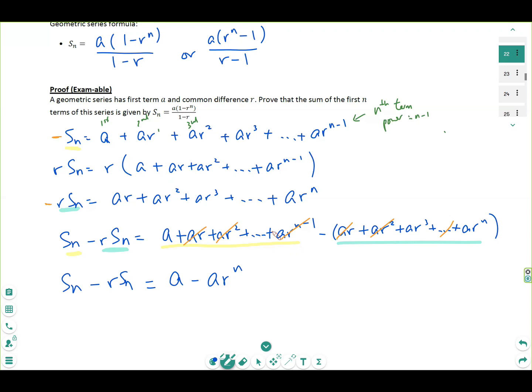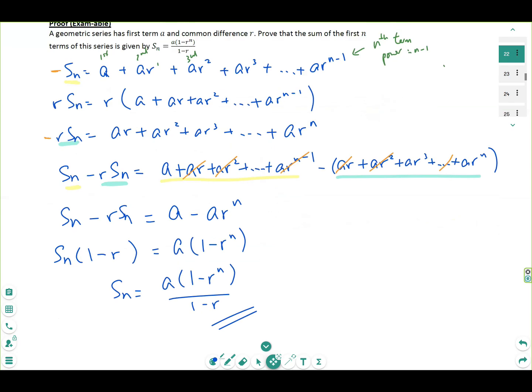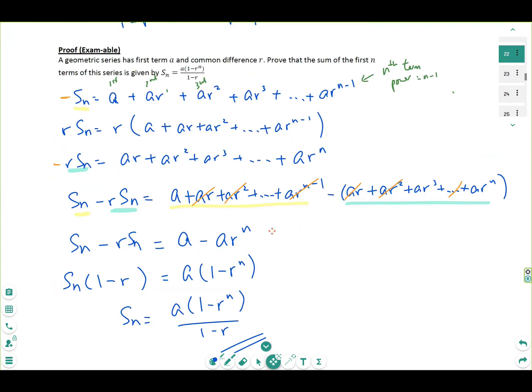Then factorize the Sn on the left hand side, and on the right hand side, we factorize the a. And then let's divide it over. Proven.